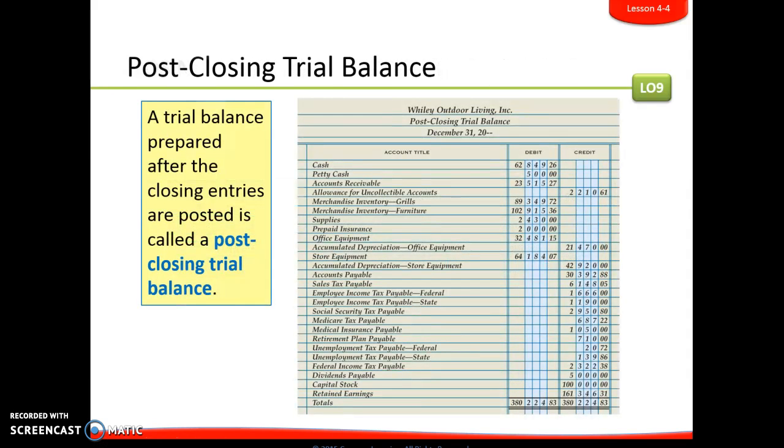And then we need to prepare a post-closing trial balance. A post-closing trial balance is a trial balance that is prepared after our closing entries. So once we've closed all of those temporary accounts, we are left with only our permanent accounts, and that is what will be listed on our post-closing trial balance. It is simply a list of all of our accounts and the balances in those accounts.